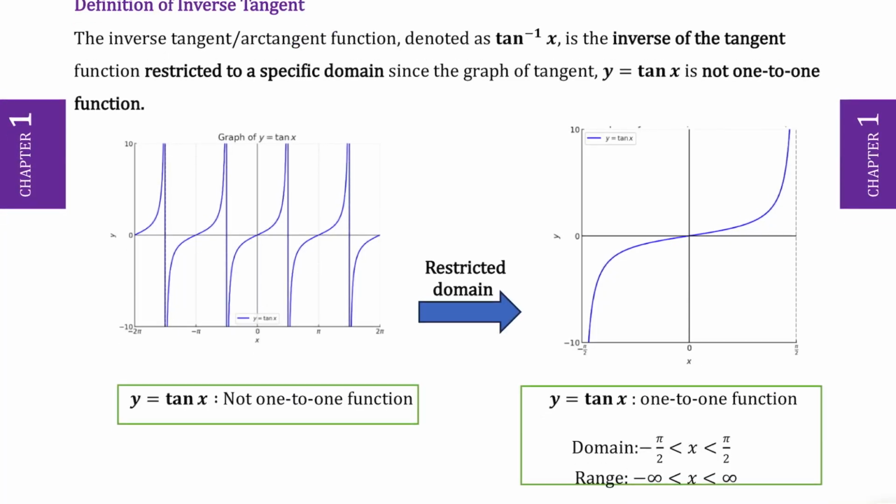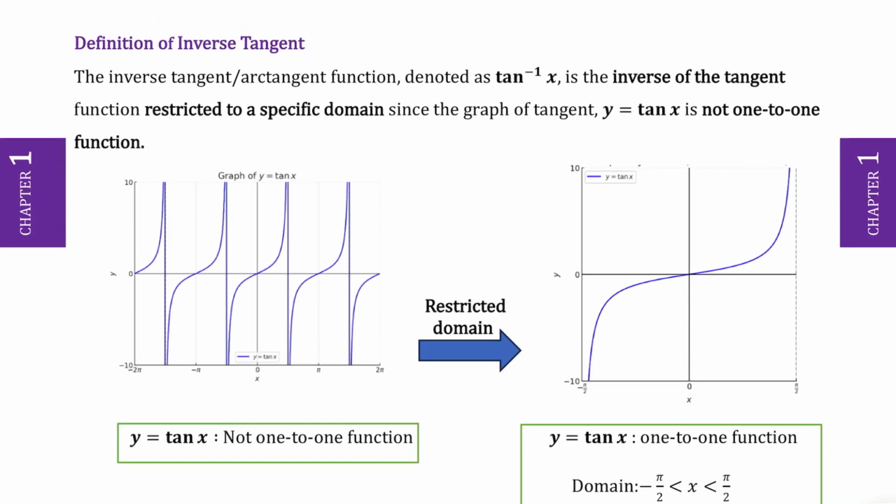Moving on, let's discuss the definition of inverse tangent. These are the graph of tangent, which is a bit unique because we have asymptotes along the way at pi over 2, negative pi over 2, and so on. Definitely this is not a one-to-one function because it violates the horizontal line test. So we need to restrict the domain again.